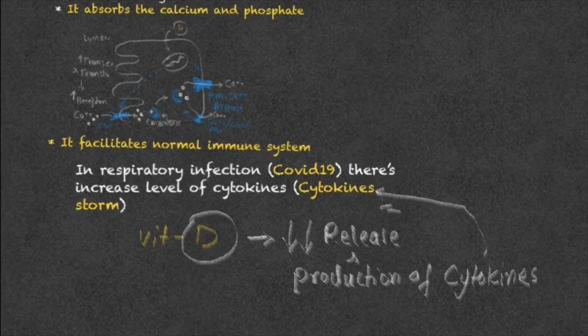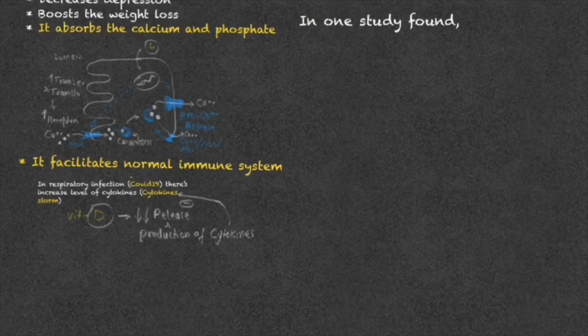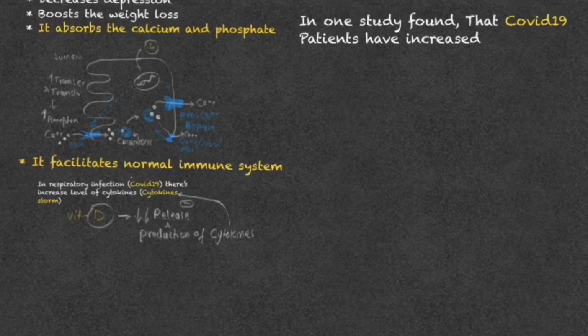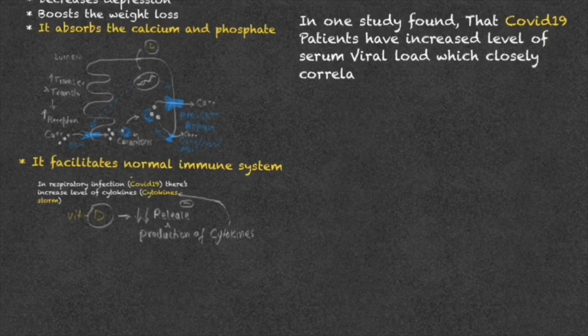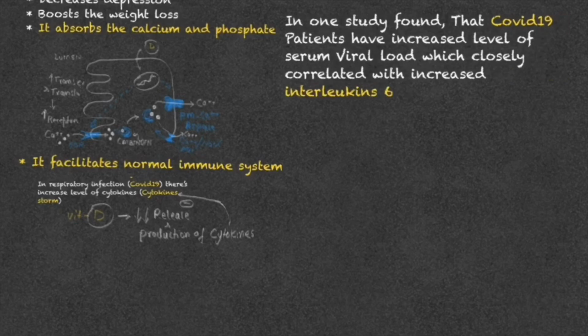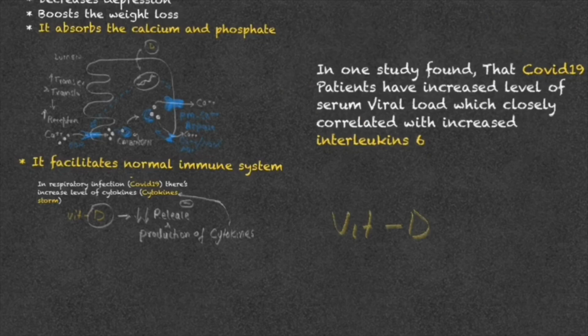And one study found that COVID-19 patients have a higher level of serum viral load, which is closely correlated with the increase in interleukin 6, which is also a cytokine, and vitamin D actually inhibits the release of interleukin 6.